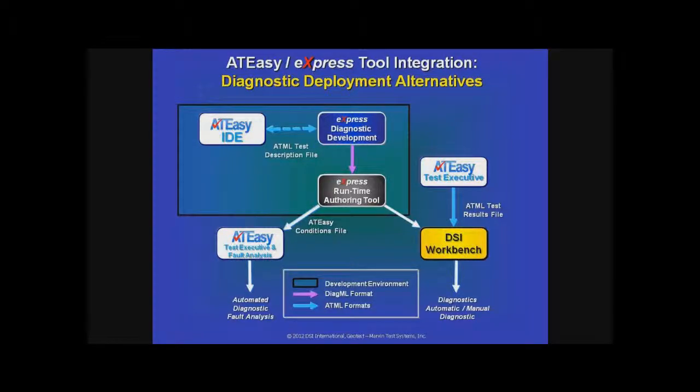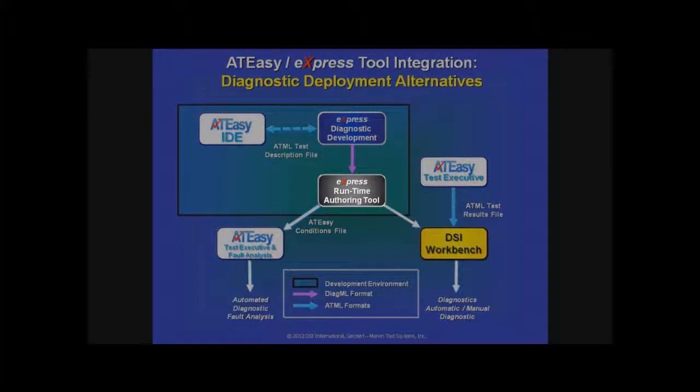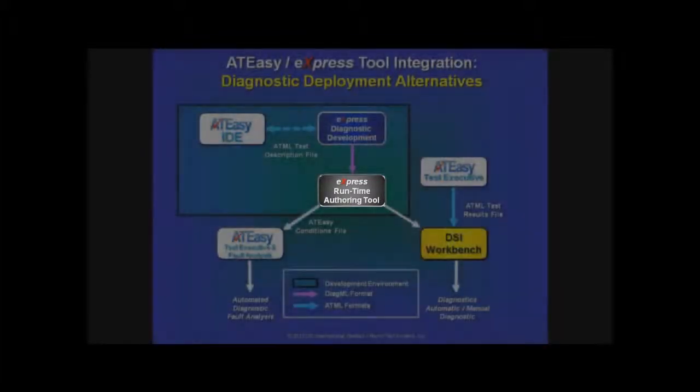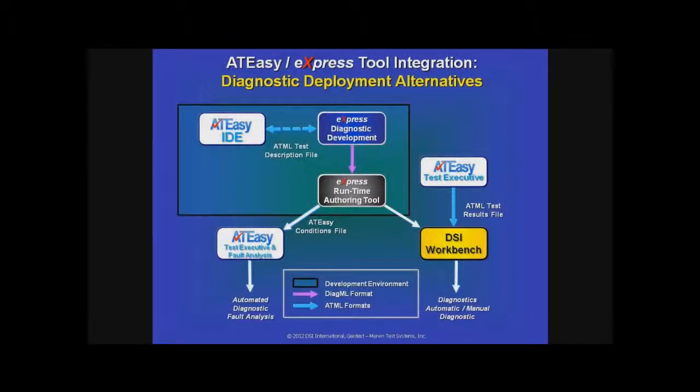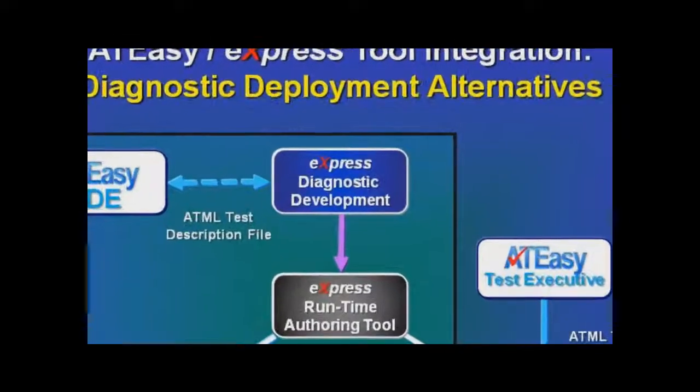In this video, we'll demonstrate how to automatically generate ATEasy fault analysis conditions files using eXpress. The condition files are typically created manually using ATEasy's fault analysis module, and in this example, they are generated using the eXpress runtime authoring tool. We will then use these files with the test executive to analyze test results and to report the faulty components or other fault conditions to the end user. Let's take a closer look.